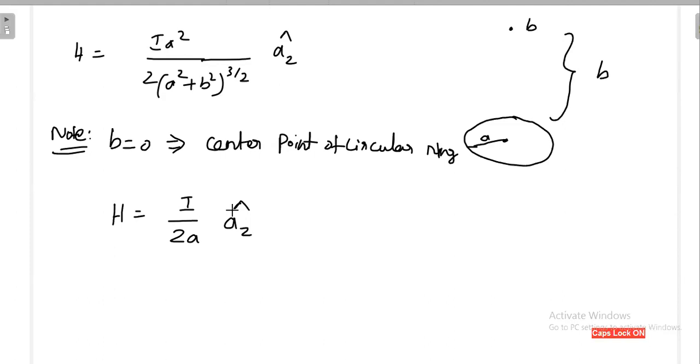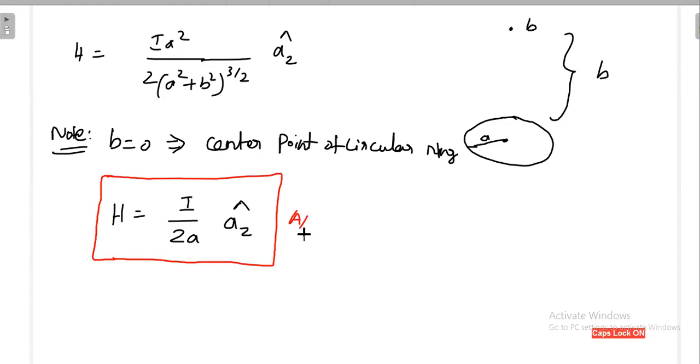In the exam, they will ask this one. This is very much important. When a circular ring is carrying the current I, what is the magnetic field at the center of the circular ring? That is simply I divided by 2a ampere per meter. They will not ask the derivation because you cannot remember it, but you should remember this: H equals I divided by 2a ampere per meter.